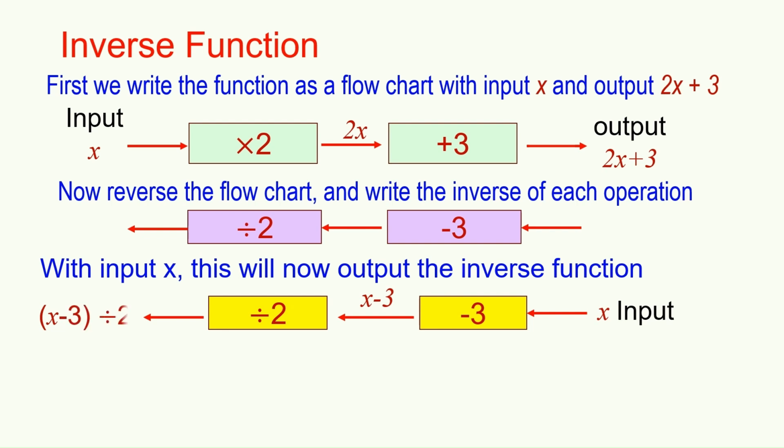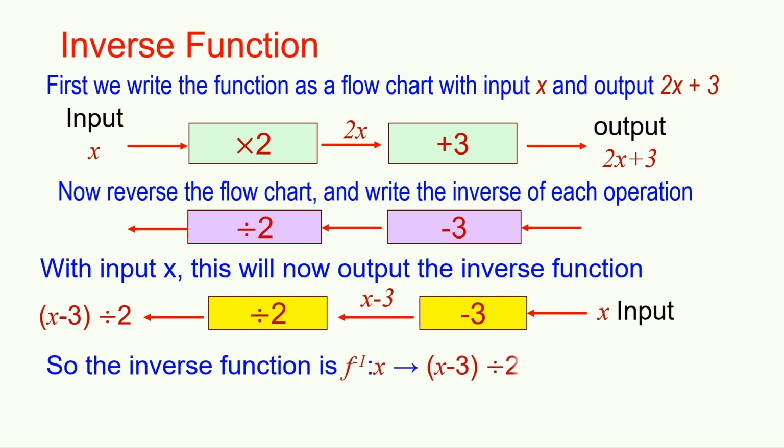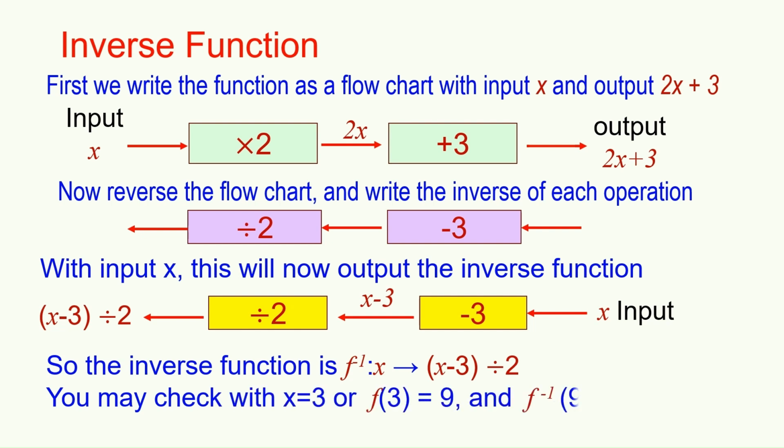So the inverse function of x is mapped to x minus 3 whole divided by 2. You may check with a value of x equals 3: function of element 3 leads to range of 9, and function inverse of element 9 leads to range of 3.